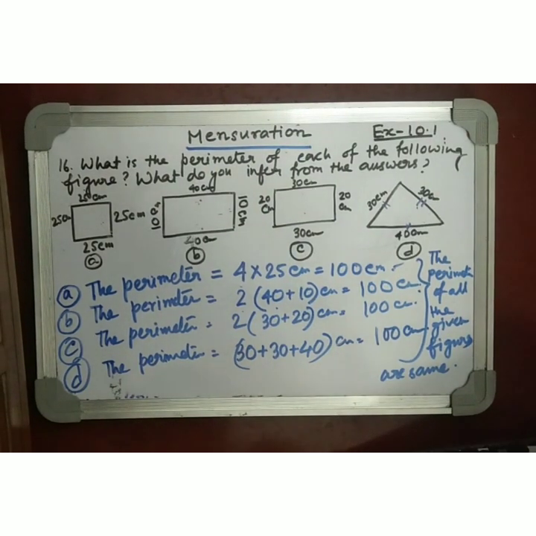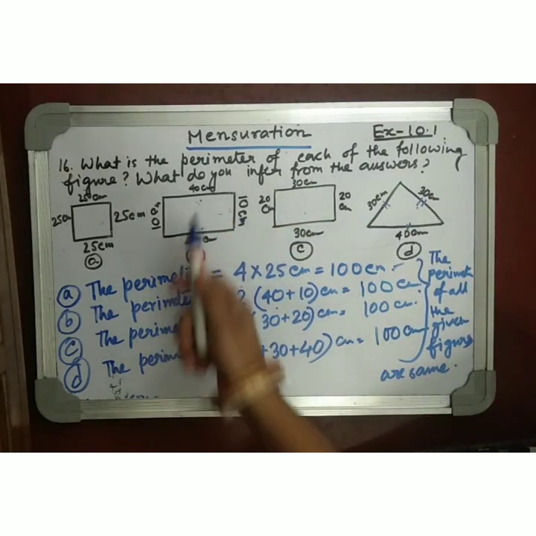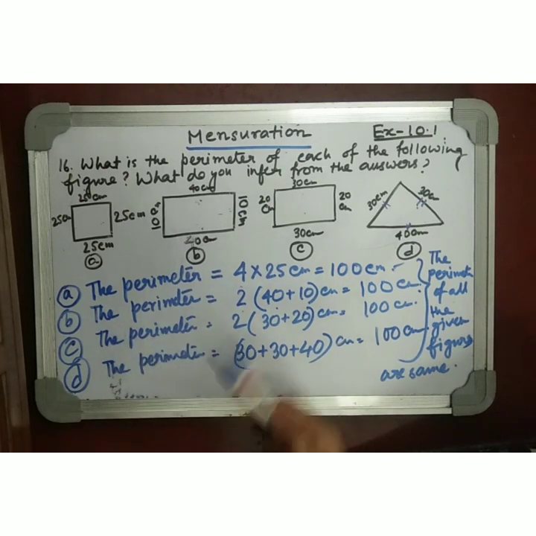In the second figure, it was a rectangular figure because the opposite sides, the lengths, were equal. So we have found the perimeter, 2 into length plus breadth. This was the formula of the perimeter of a rectangle. So I found it and it is coming 100 centimeter.